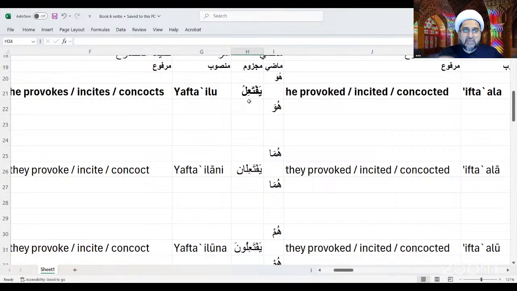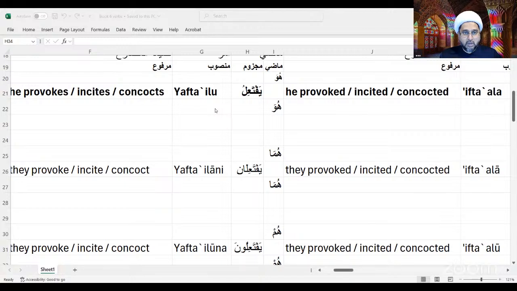And then the present tense is yafta'ilu. Yafta'ilu, the alif has been dropped. The ta is remaining between the fa and the ain. So this ta is situated between the first two letters of the verb, and the alif is dropped and it's yafta'ilu.